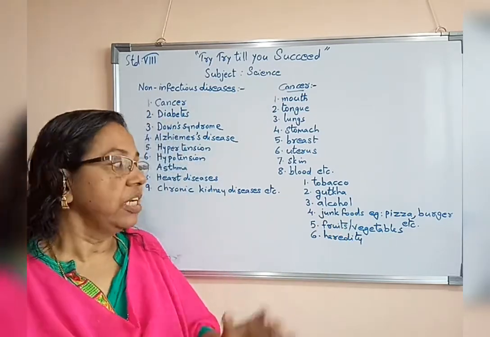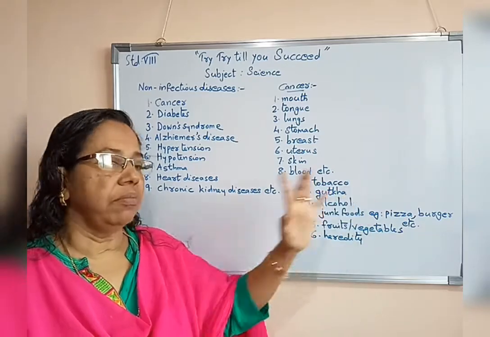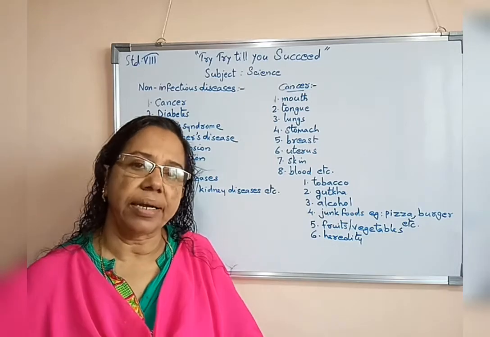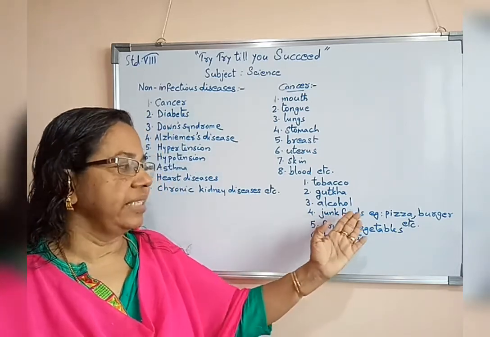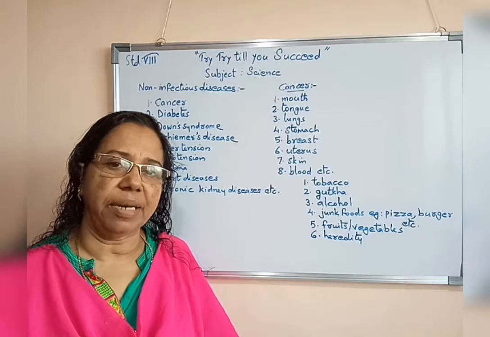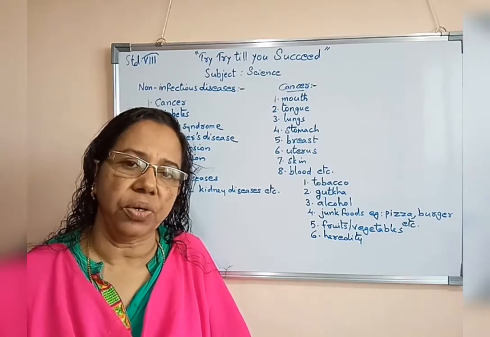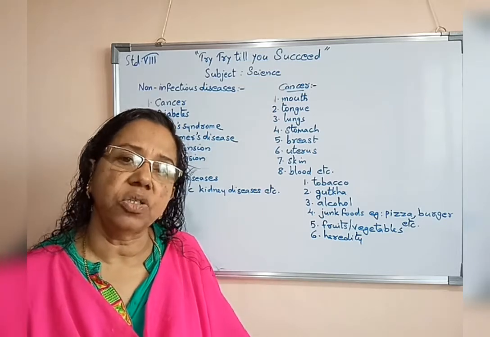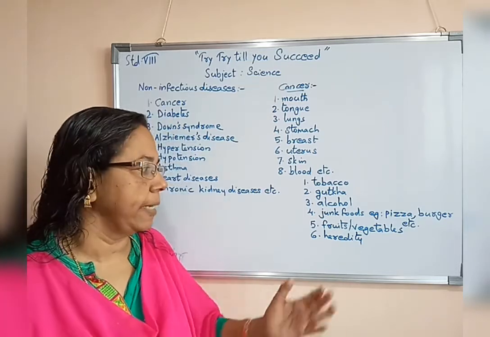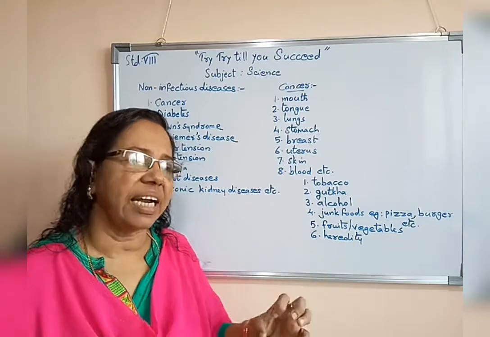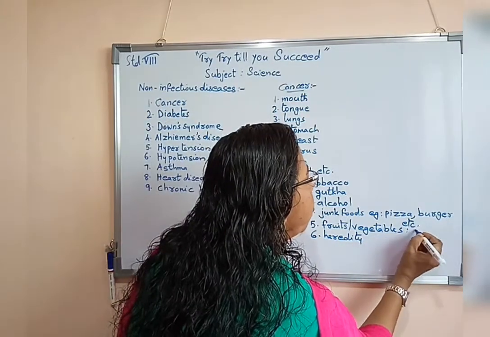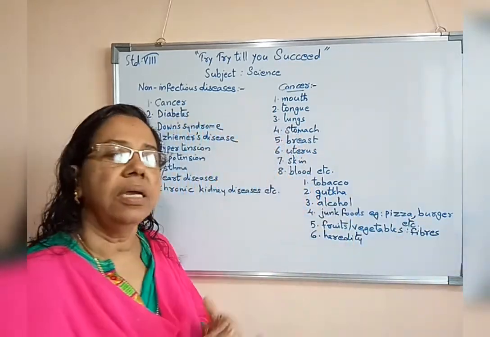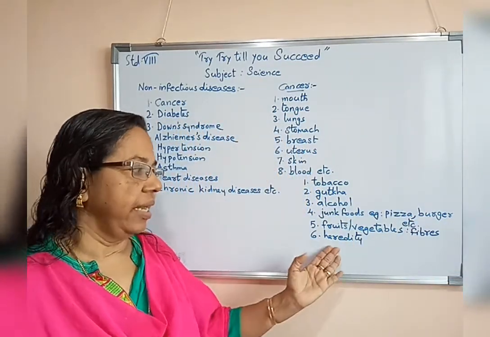So if we are chewing tobacco, taking gutka, drinking alcohol, or eating junk foods continuously. That means if you take it once in a while, it is not going to affect, but people who continuously eat pizza or burgers have chances there. Then fruits and vegetables contain large quantities of fibers. If we are not taking such food items, we will get cancer. Then heredity.